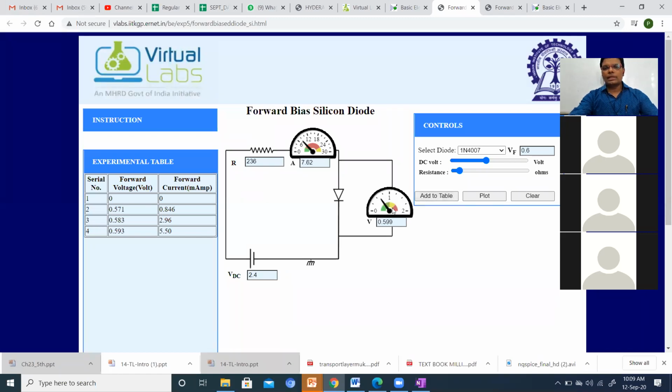Whatever the current and voltage we are getting in ammeter and voltmeter, just add those values to the table. Increase the voltage again, 2.9. Here, current increases, voltage 0.6. Add those values to the table. Next, 3.5 volts, add to table. Next, 4 volts. For 4 volts, 14.4 milliamperes. Add these values to the table. As we are increasing voltage, we are observing that current increasing exponentially with the high changes, but there is no high change in voltage. Sir, note.